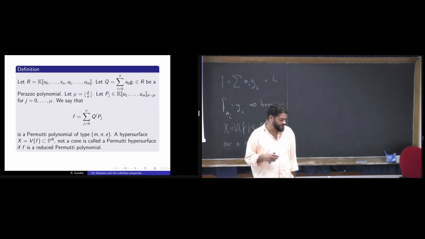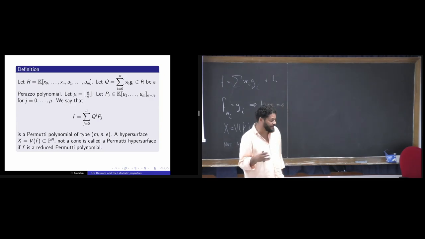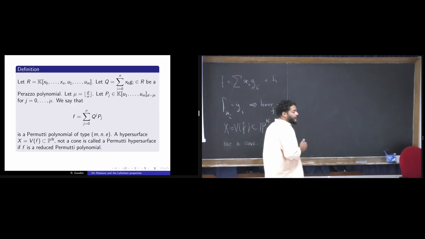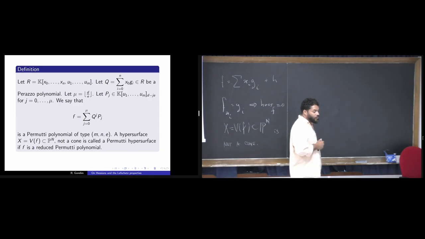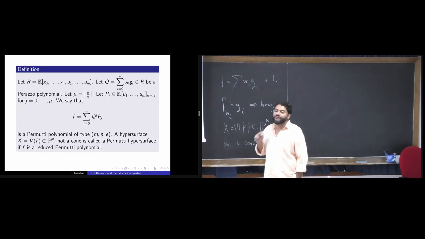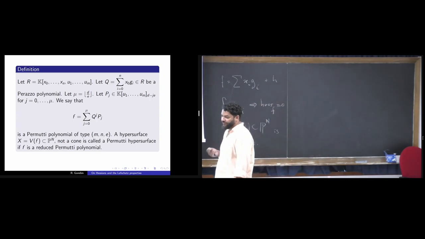But in P4, Gordan-Noether constructed lots of different families, as I said before. And this family is called Permuti polynomial. It's a simplification of the original Gordan-Noether family. It's made in this way.